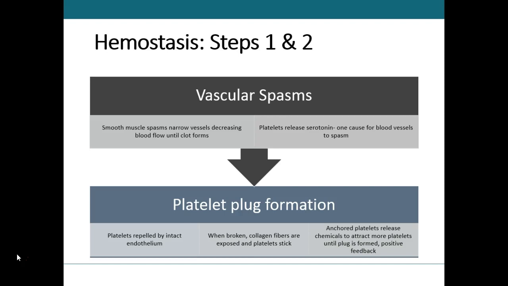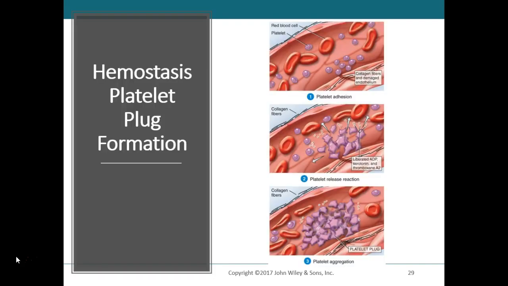Once the vessel is broken, you've got sticky, rigid collagen fibers sticking into what was once a nice smooth blood vessel. The platelets then start attaching or hanging on to that. You can think of it very much like rubbing a cotton ball across a piece of Velcro. It starts sticking. Here you can see an image of that.